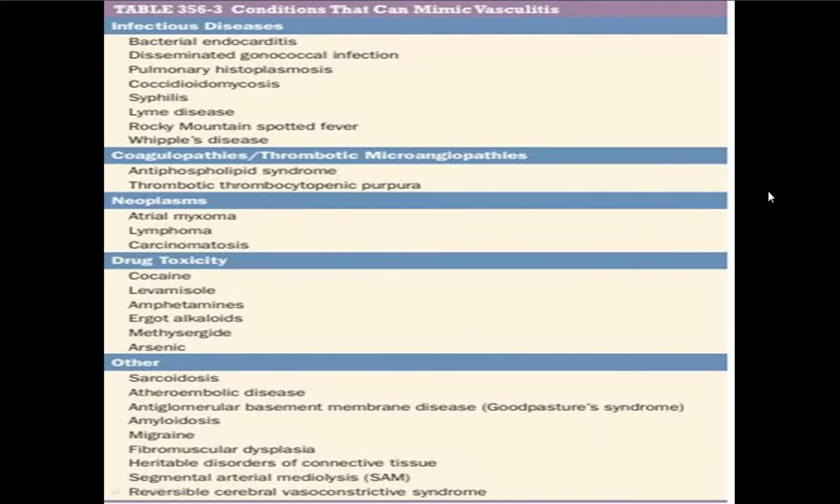And some of the conditions leading to vasculitis, we discussed this previously also. Infectious causes could be bacterial endocarditis, pulmonary histoplasmosis, Lyme disease or Whipple's disease, or neoplasms such as lymphoma. And drug toxicity is cocaine, important, and arsenic. And the others are sarcoidosis, atherogenic diseases, amyloidosis, and so on. But the important things that we have to remember are bacterial endocarditis and antiphospholipid antibody syndromes, lymphomas, cocaine and arsenic toxicity, and sarcoidosis and amyloidosis.